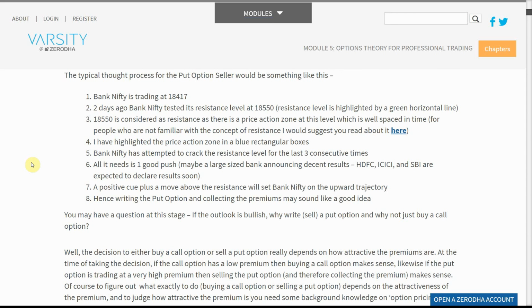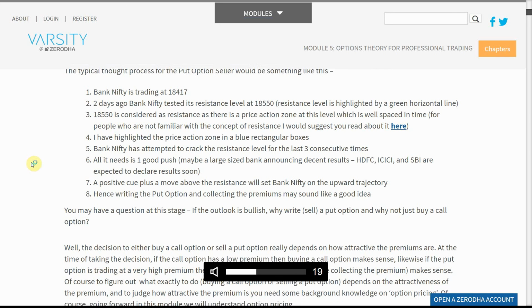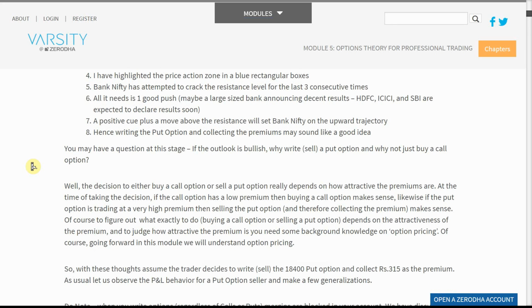You may have a question at this stage: if the outlook is bullish, why sell a put option and why not just buy a call option? Well, the decision to either buy a call option or sell a put option really depends on how attractive the premiums are at the time of taking the decision. If the call option has a low premium, then buying a call option makes sense. Likewise, if the put option is trading at a very high premium, then selling the put option and therefore collecting the premium makes sense. Of course, to figure out what exactly to do, buying a call option or selling a put option depends on the attractiveness of the premium.